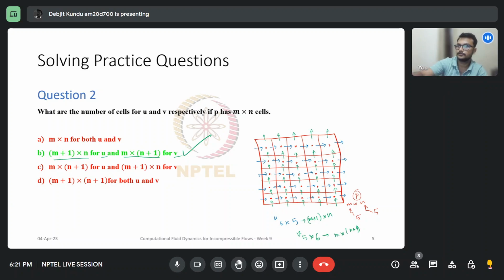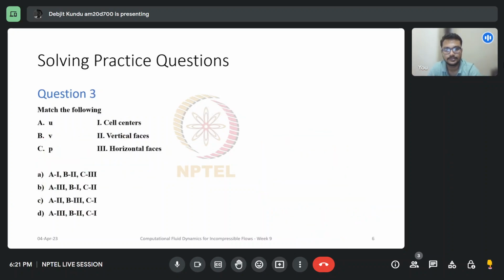Okay. So let's move on. We will move on to question number 3 of today's session, which is asking us to match the following. So we have three options in 2 columns each, and we have to match each option from each column to one another. So this is related to the physical quantities that we encounter in a CFD solution, and where do we store them in a staggered grid. So this is also in relation to staggered grids.